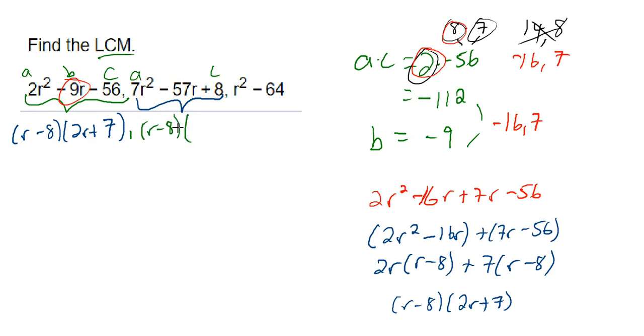Now to get 7r squared, the other factor would have to have a 7r here. So r times 7r would give me the 7r squared. And to get the plus 8, I'd have to have a negative 1 here. Negative 8 times negative 1 would give me plus 8. Then I need to check to make sure if I FOIL this out that I get the negative 57r in the middle, and you do. So if you want to check that, you can see it actually does work out. You could also get the same answer using factor by grouping, so I'll leave that to you.